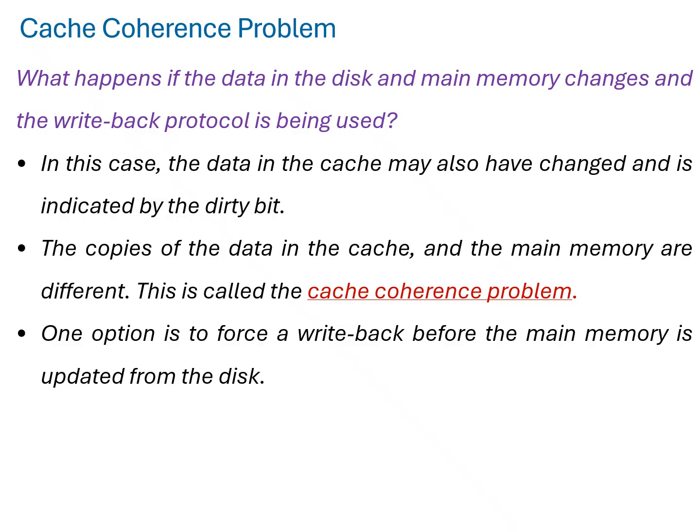That's why I said, if the processor updates particular data in block A in the cache but it is not updated in the main memory, then we have different values for the particular data. It's called the cache coherence problem. How do you overcome this? One option is to force a write back before the main memory is updated from the disk. So we have to follow the write back or write through protocol.